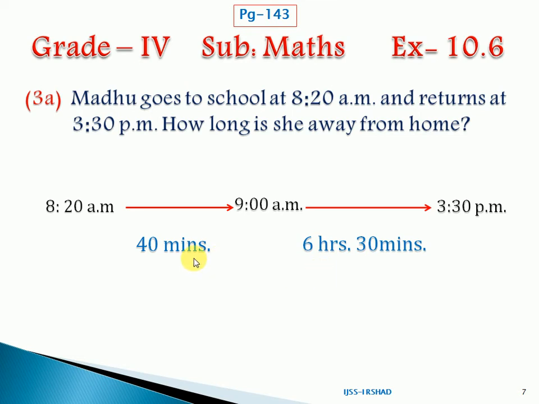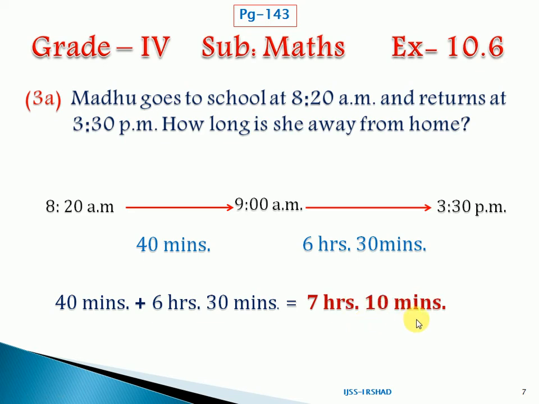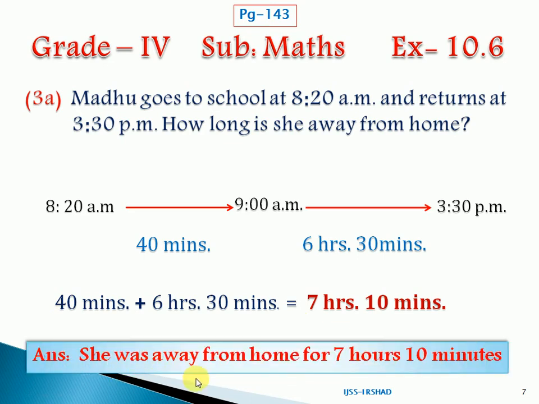Then you can add these two times, the 40 minutes and the 6 hours 30 minutes. When we add this, we add the minutes first. 40 minutes and 30 minutes make 70 minutes. 70 minutes is more than 60, so just subtract 60. 70 can be written as 60 plus 10. So the minutes will be 10, and 60 minutes will give you an hour, so that hour will be added here. So it will be 7 hours 10 minutes. Your final answer will be like this: she was away from home for 7 hours 10 minutes.